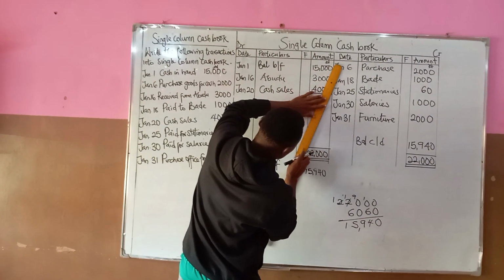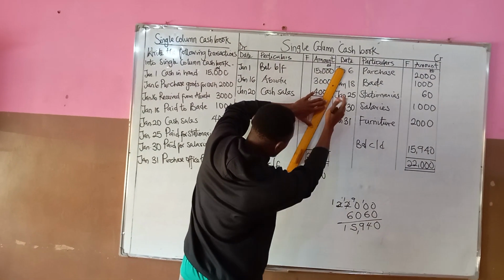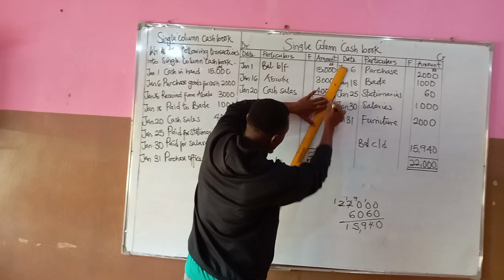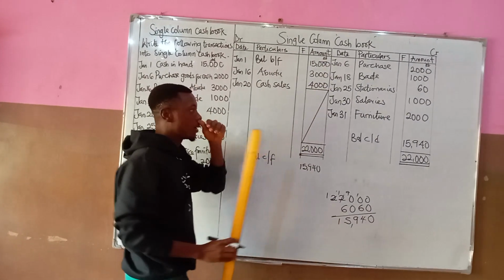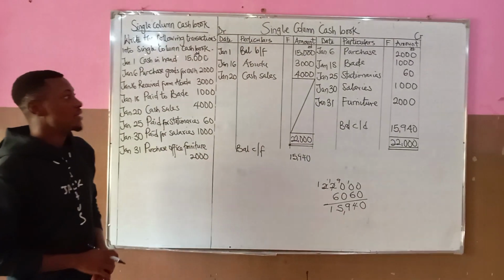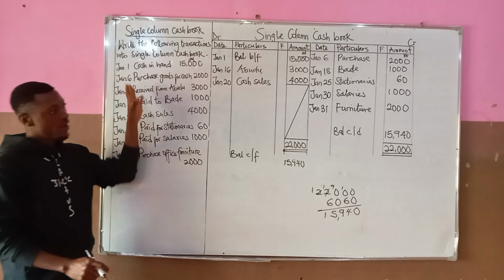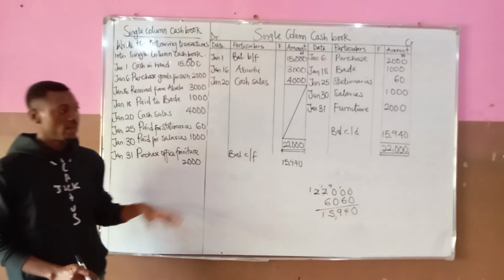So in accounting terms, once this is closed, any transaction that is entered into this place means that it is fraud, it is wrong. So we close with this. This is a single column cash book where every one of these particulars has been entered.